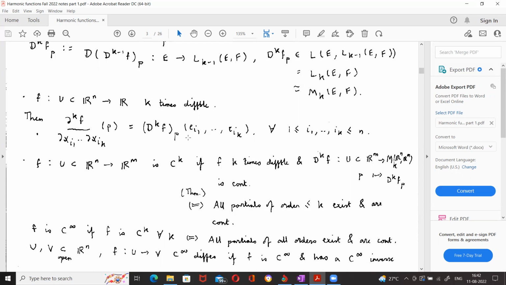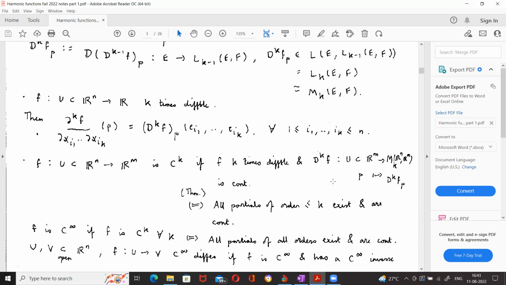So now we can talk about what is a Ck map. F, a map between Euclidean spaces, is Ck if f is k times differentiable and this d^k f, the map which sends p to d^k f at p, a map from Rn to the space of k multilinear maps from Rn to Rm, is continuous. This should be an n here; there's a typo, sorry.